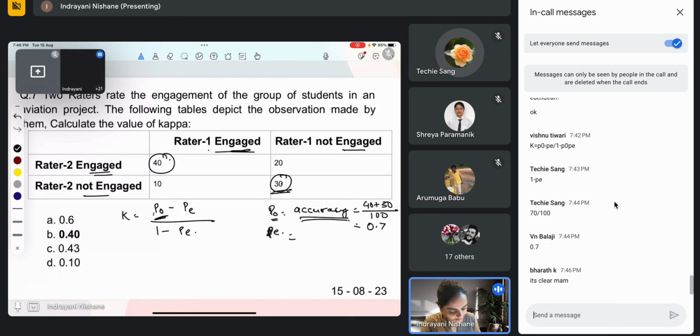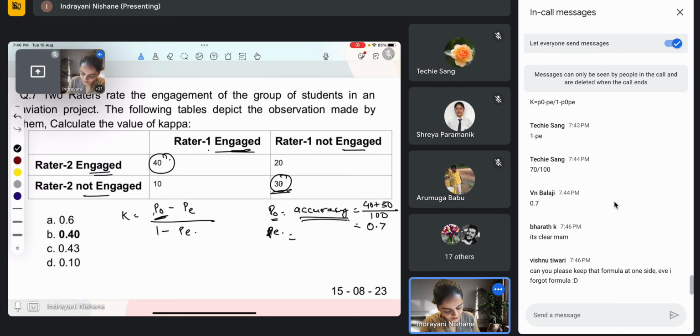Okay, yeah, so we calculated P0. So let's come to PE, with the false negative and false positive. So let us calculate for R2.